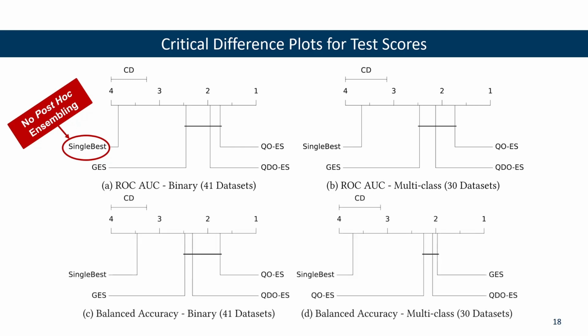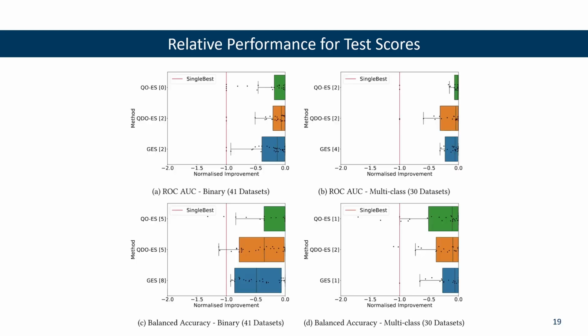For balanced accuracy, we observe the same, but we also see that we fail to beat greedy ensemble selection for multiclass. Next, let's look at relative performance. Here we use normalized improvement, whereby -1 represents the performance of the single best, that is no assembling, and 0 the performance of the best model on a dataset. Moreover, we see the outliers with a normalized improvement lower than -2 in the brackets next to the method's names.